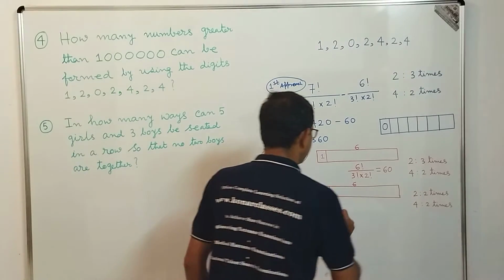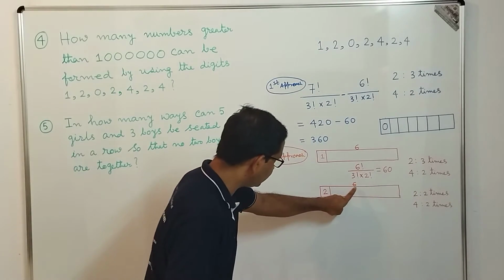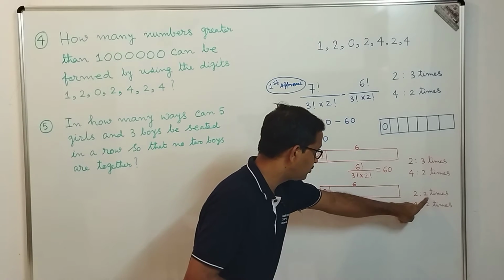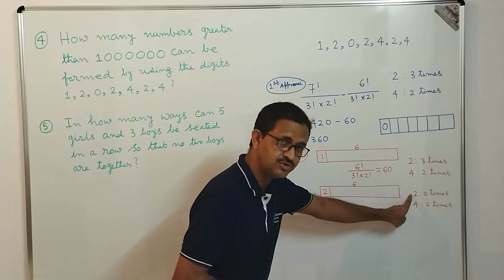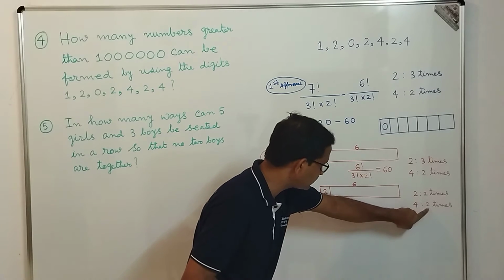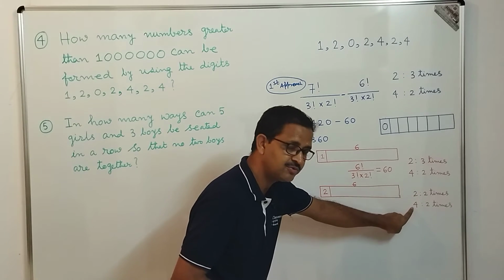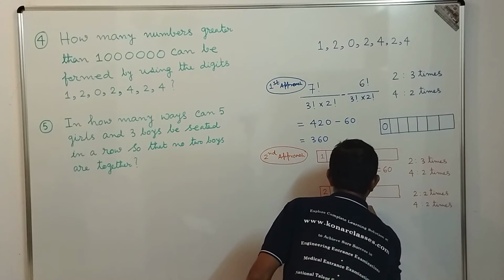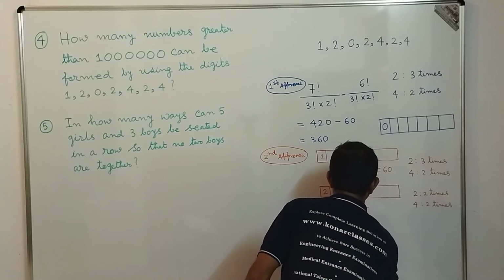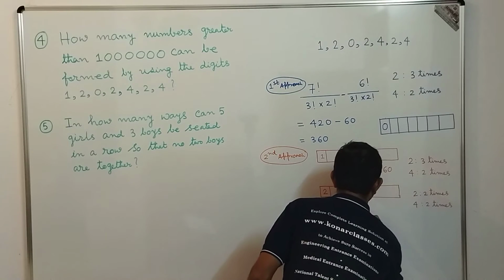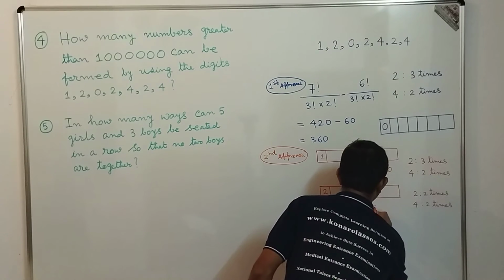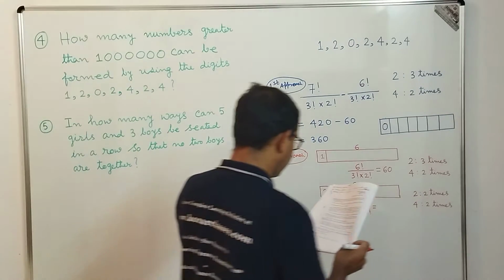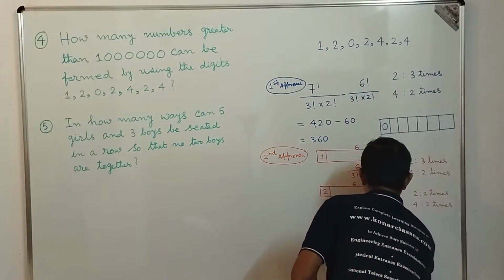So what is the total number of arrangements? 6 factorial divided by 2 factorial, because 2 objects are of one kind, that is digit 2, and 2 objects of another kind, that is digit 4. So the total number of arrangements should be factorial 6 divided by factorial 2 into factorial 2. So what is this value? The value of factorial 6 divided by factorial 2 into factorial 2 should be 180.